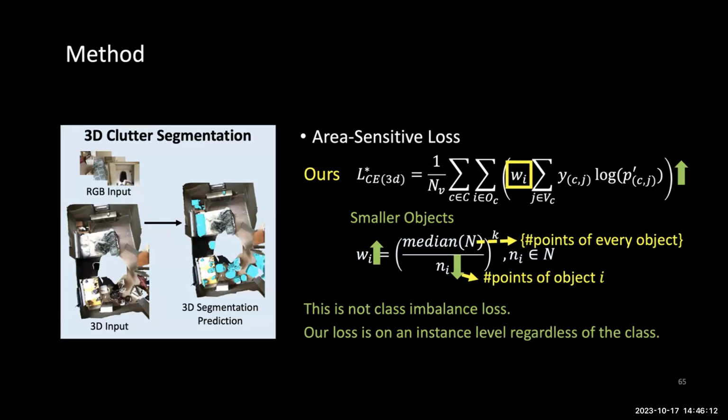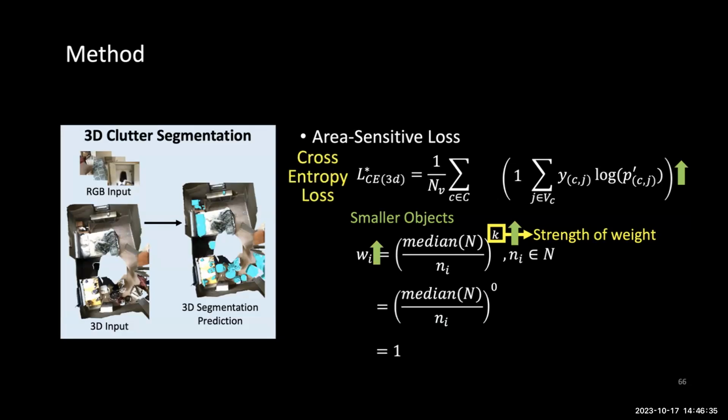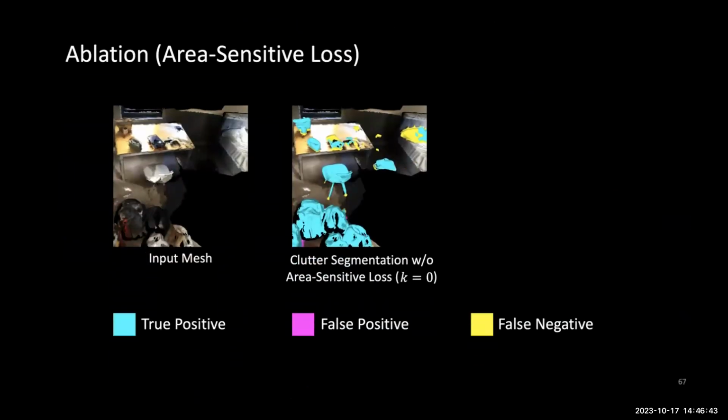We want to note this is not a class imbalance loss, because our loss is on the instance level, regardless of the class. And here K controls the strength of the weight. When K is bigger, Wi is bigger, meaning the loss strength for a smaller object is bigger. And when K is equal to 0, this entire weight equals 1, and this goes back to the normal cross-entropy loss. Here's a tiny ablation study on this arithmetic loss. On the left is the input mesh. In the middle is the clutter segmentation without arithmetic loss.